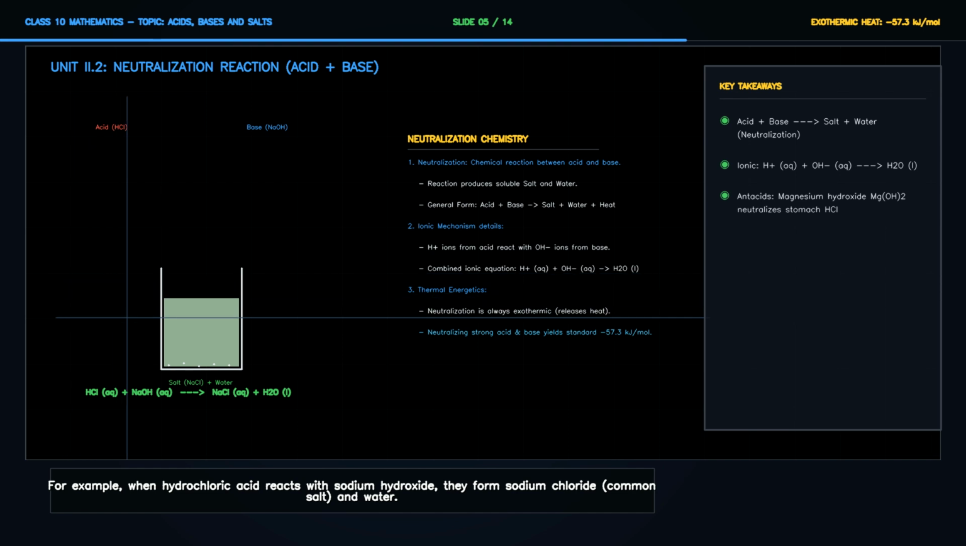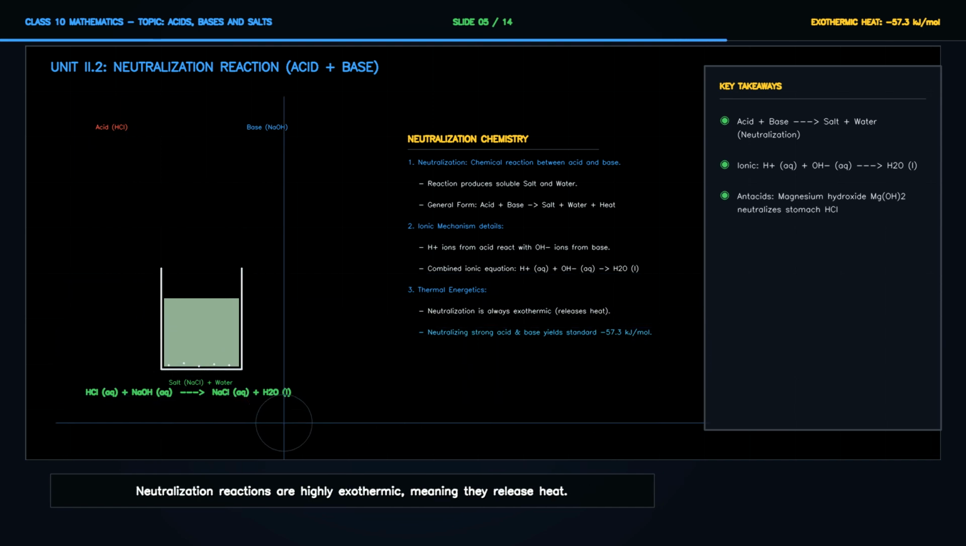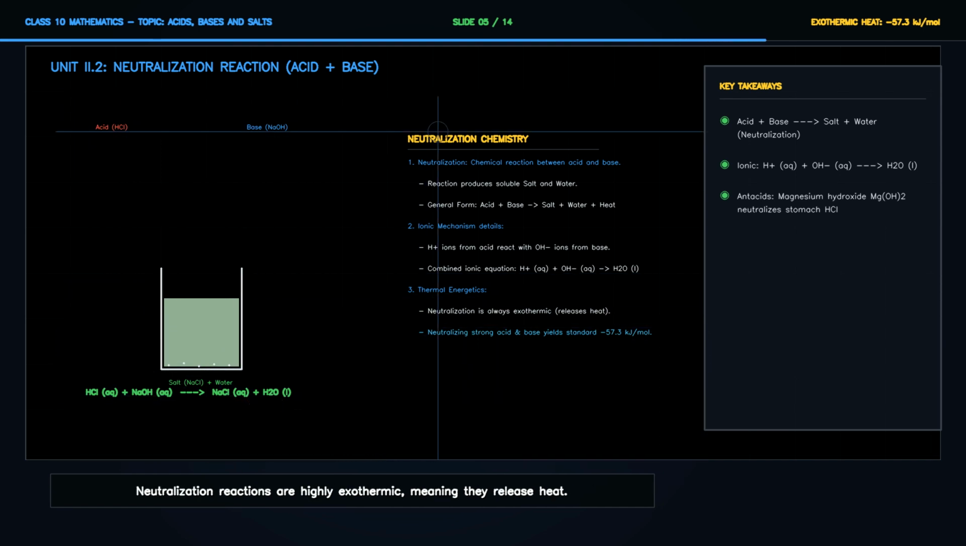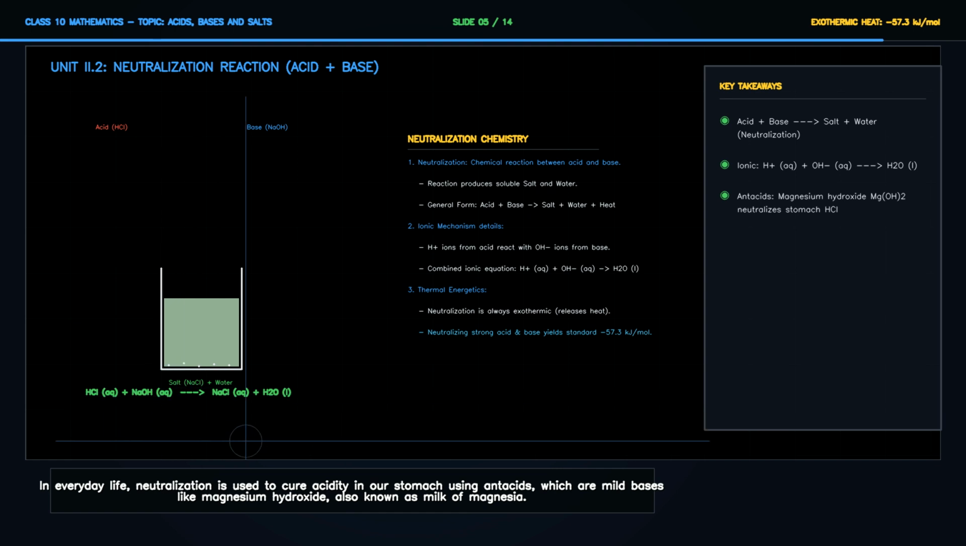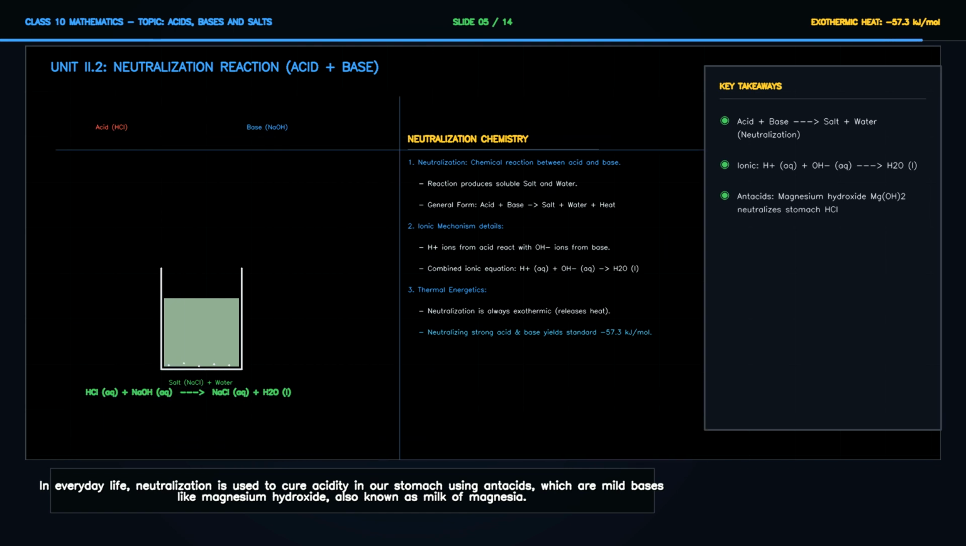Neutralization reactions are highly exothermic, meaning they release heat. In everyday life, neutralization is used to cure acidity in our stomach using antacids, which are mild bases like magnesium hydroxide, also known as milk of magnesia.